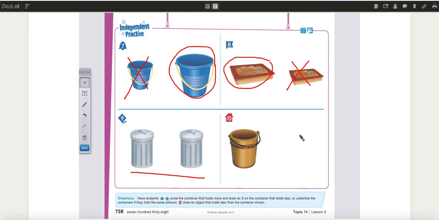Number 10, we're going to draw an object that holds less than the container shown. If I want to show an object that is less, am I going to draw an object that is bigger or smaller? Smaller.